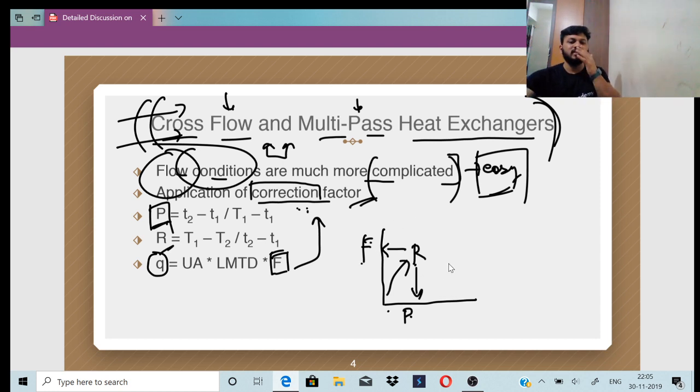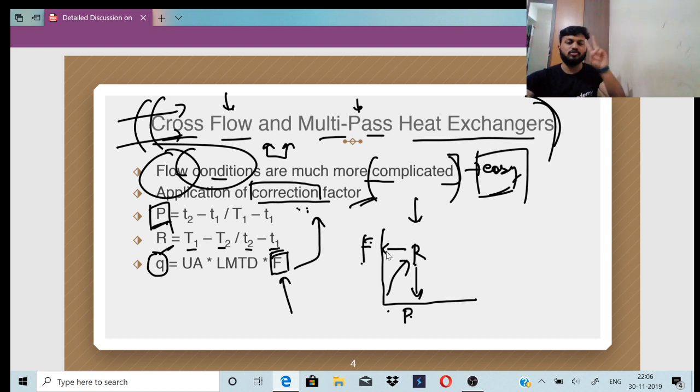So basically they will give you a graph, or else they will name these terms T1 T2 or T2 T1, so that you can find any one of these terms. P will be given, F will be given, and using the formula you can find out the R value. If they provide you the graph, you can find out the R value through the graph. And after finding out this P R values, you can easily find out the F value.